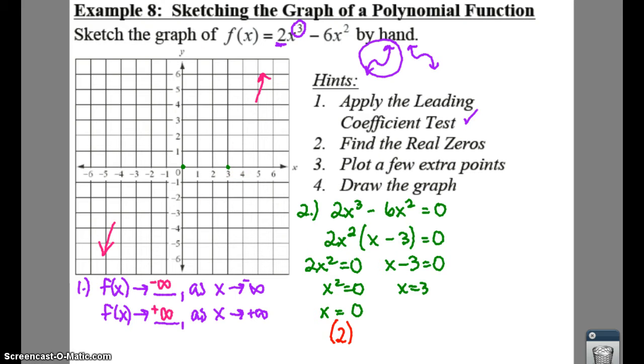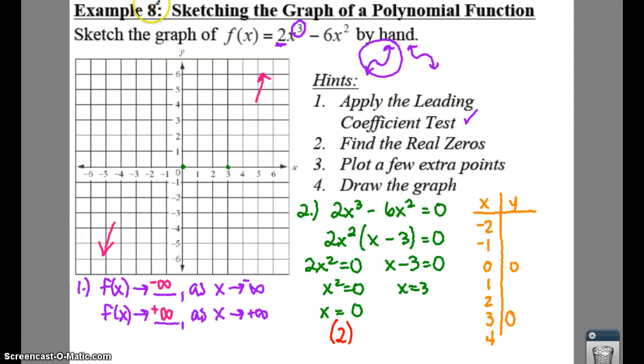So the last thing we should do is find some points that are on your graph. So here's an x and a y. We already have a 0, we don't have a 1, 2, we have a 3, we don't have a 4. So let's plug in some other numbers. Let's say negative 2, negative 1. 0 we already know is 0. And we know that at 3 you have a 0.